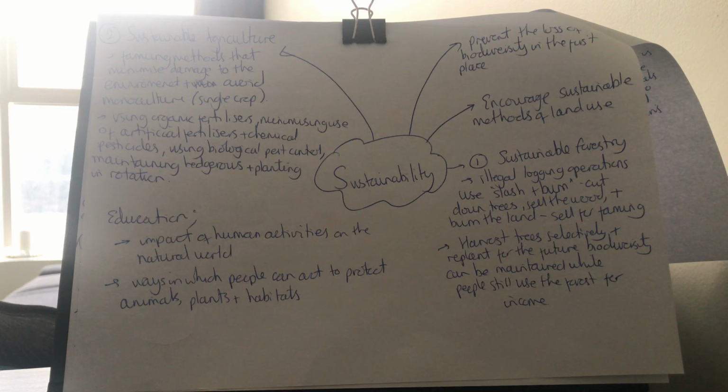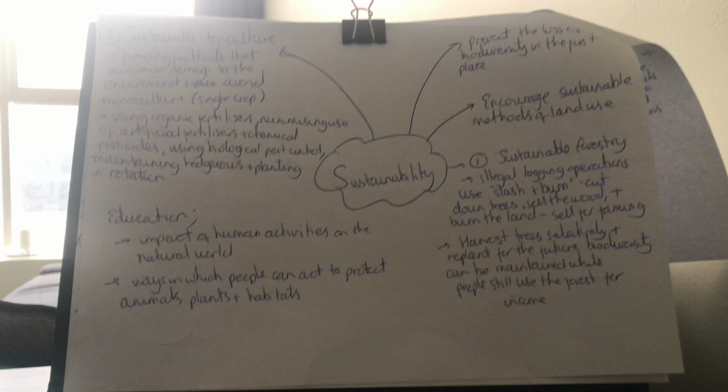Sustainable agriculture is another big buzzword, and it focuses on using farming methods that minimise damage to the environment and avoid monoculture, which is where you grow a single crop, because that's not good, as one crop is considerably less biodiverse than lots of crops.